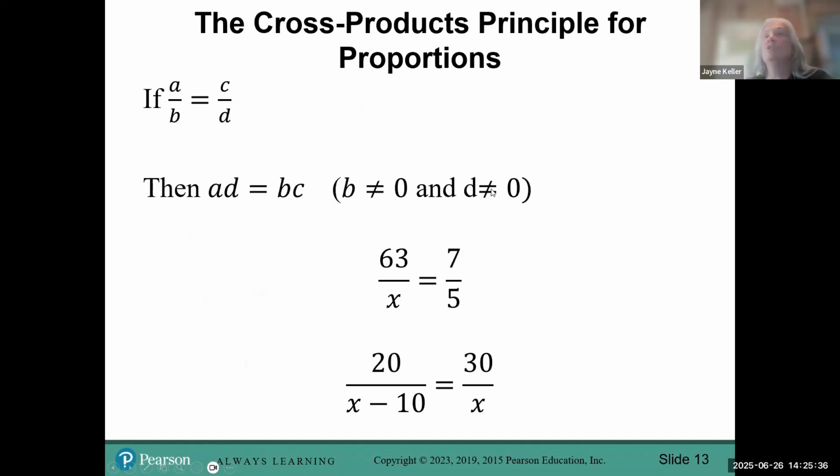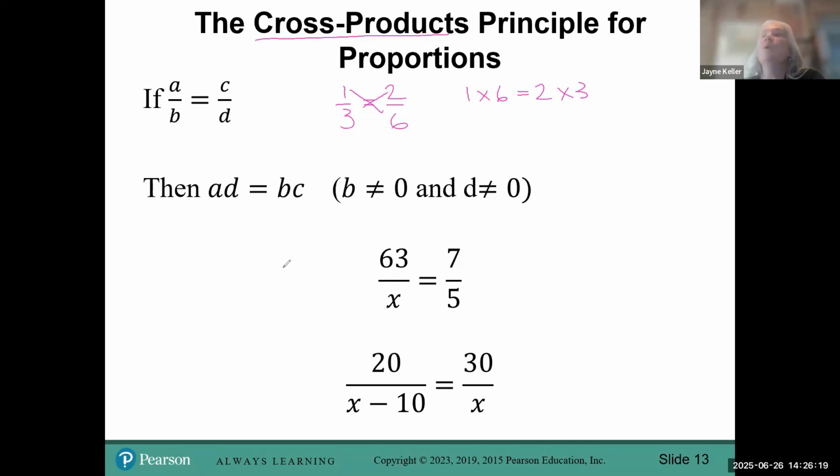So if I have a proportion like this one, 63 over x equals 7 over 5, then we can use what we call the cross product principle. This only works when we have an equal sign, okay? Let's go back to the one we know: 1/3 is equal to 2/6, right? Because we can multiply the numerator by 2 and the denominator by 2. So look what happens when I multiply, I get 1 times 6 is equal to 2 times 3. Sure enough, 6 equals 6, okay? And this will always be true.